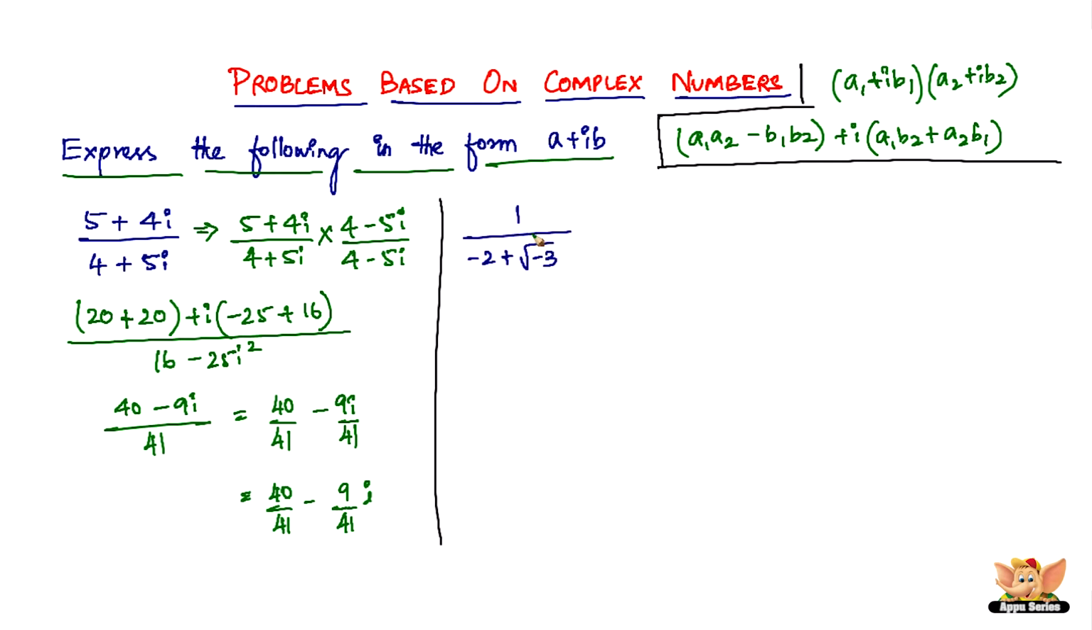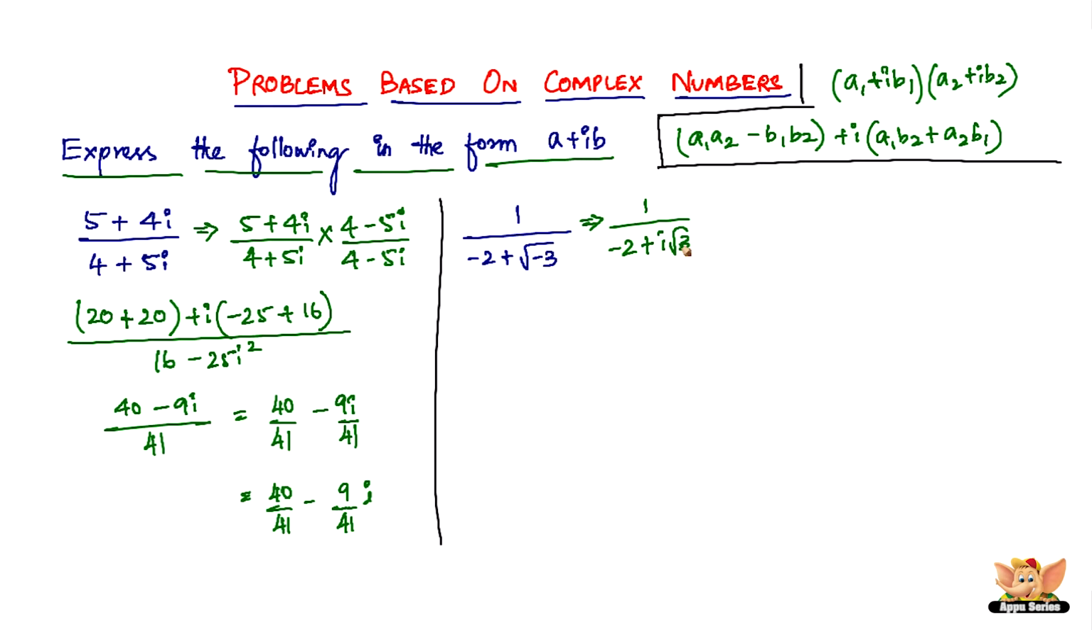Alright, here we have another fraction which has to be written in the form of a plus ib. So first of all, you need to write the denominator in the form of a complex number, which would be 1 divided by (minus 2 plus square root of minus 3). Minus 3 can be written as minus 1 times 3, and the square root of negative 1 is i, so it will be i times root 3.